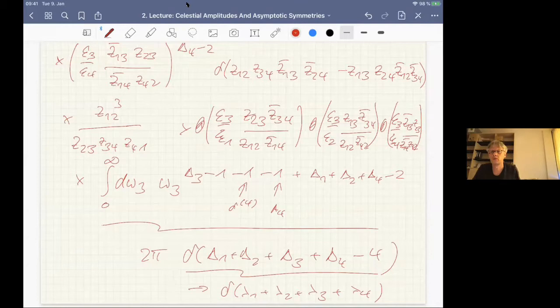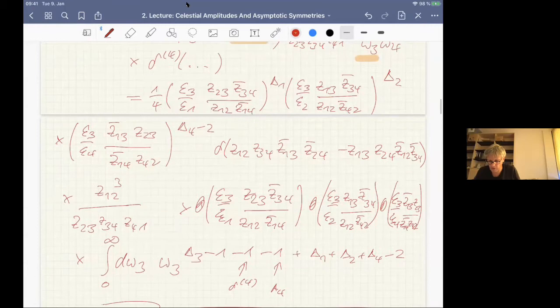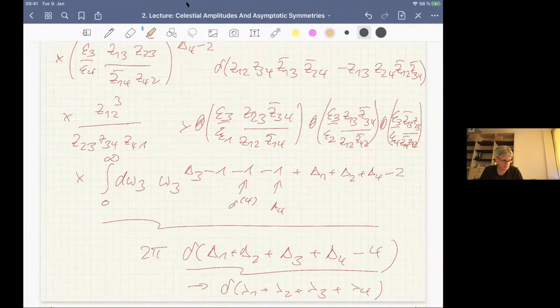Now it looks a bit more tedious, and in this form it doesn't look nice. I mean, you cannot easily see conformal invariance. It starts from here, and then we have several factors, and then this delta function, so it doesn't really look very nice. But you can write it in a much nicer form, such that it looks almost like an obvious conformal field theory correlator, and that is done here.